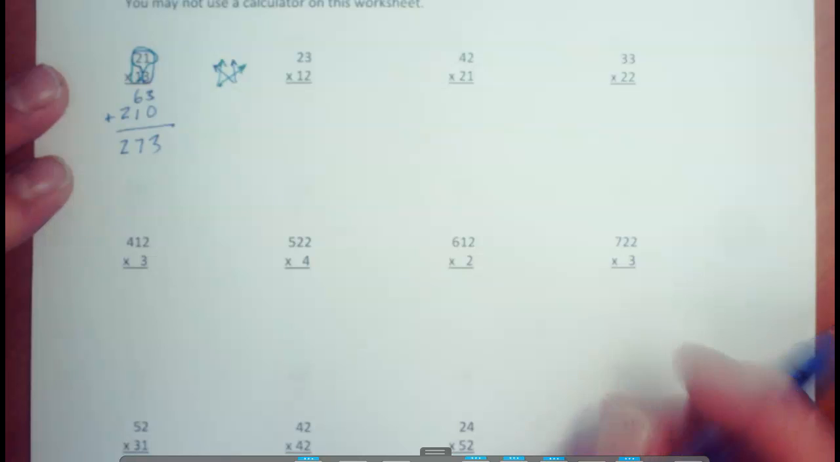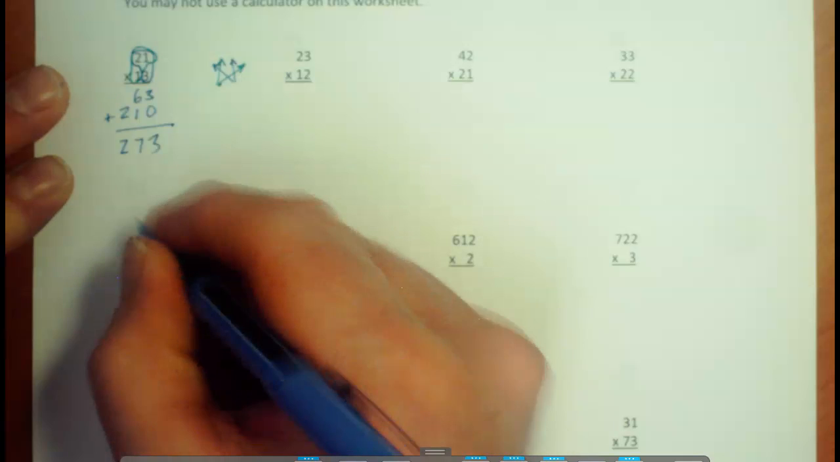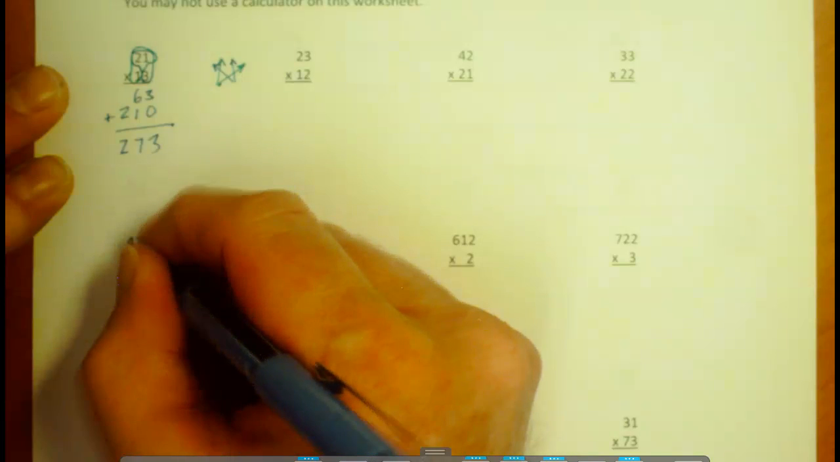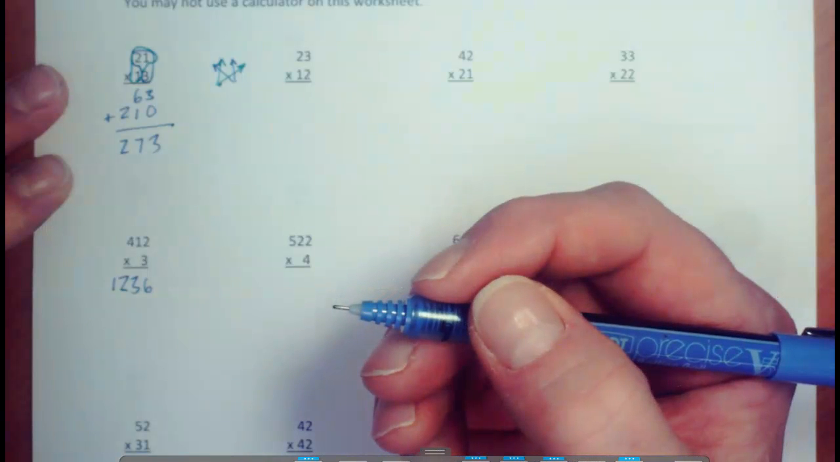Okay, in this next column here, we're going to have one trade at the end, but the rest of the time we're just going to multiply our numbers right across. We have 3 times 2, which is 6. We have 3 times 1, which is 3. And we have 3 times 4, which is 12. Now, we can just put the 12 down like this because we're at the end of it. We don't need to make a trade.